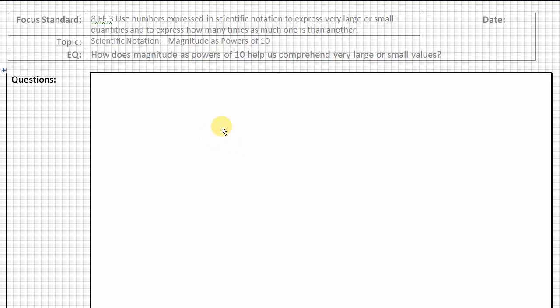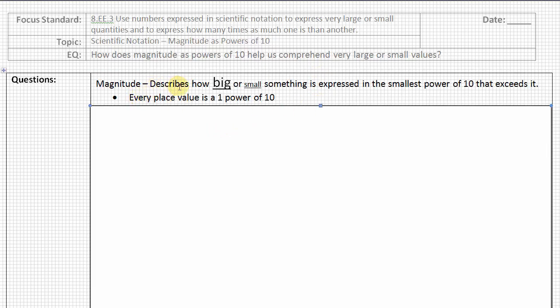So in order to start to understand scientific notation and why we use it, we have to understand magnitude. Magnitude is something that helps us describe how big or small something is, expressed in the smallest power of 10 that exceeds it. So you might be wondering, okay, what does all that mean? Well, powers of 10, we have a base 10 system, meaning we use numbers 0 through 9 to represent all of our numbers. And so it talks to us about, well, how many place values is that? And that is going to be our magnitude.